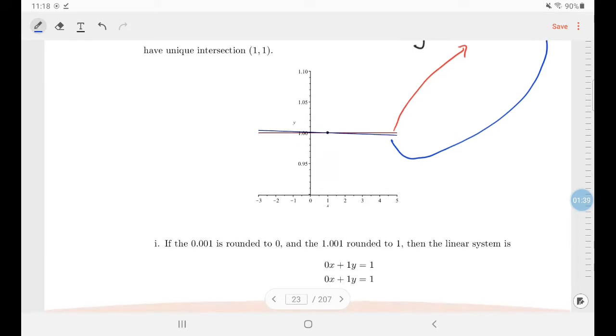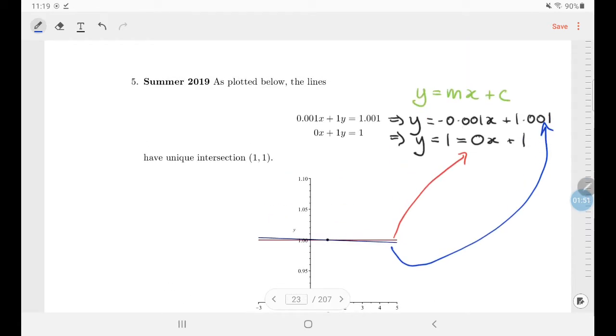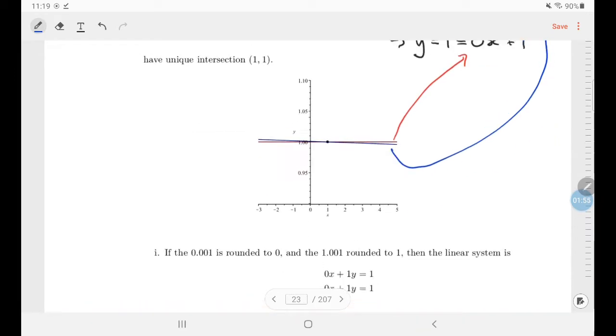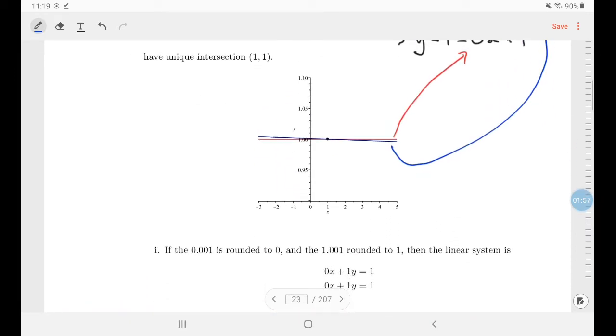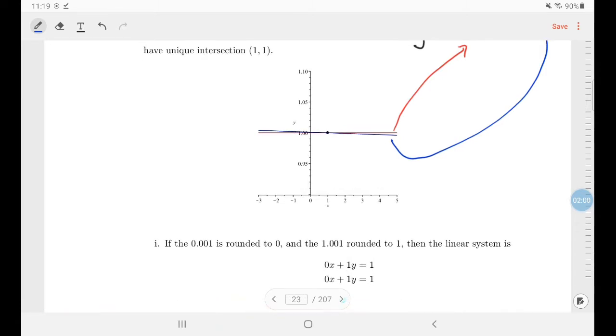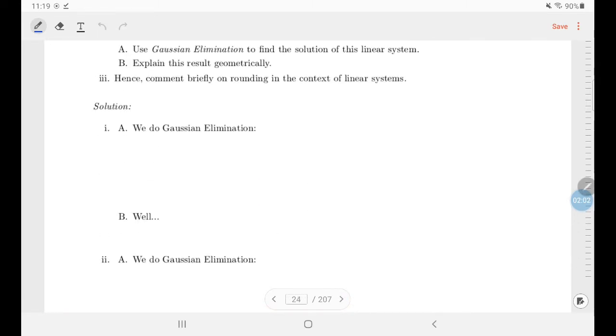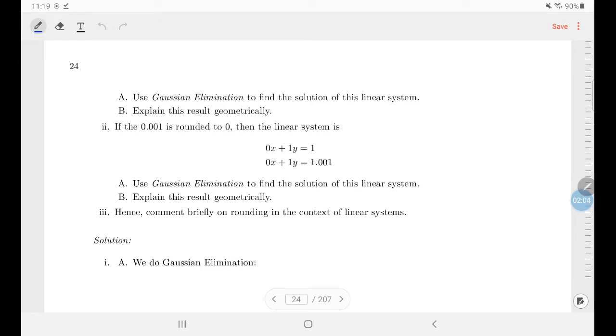So there's going to be a number of little questions here. If the 0.001 is rounded to 0 and the 1.001 rounded to 1, then the linear system looks like this. So I'm just saying, okay, round the 0.001 and round the 1.001, correct to 3 significant figures, then you get this linear system. So first thing is use Gaussian elimination to find the solution of this and explain it geometrically.